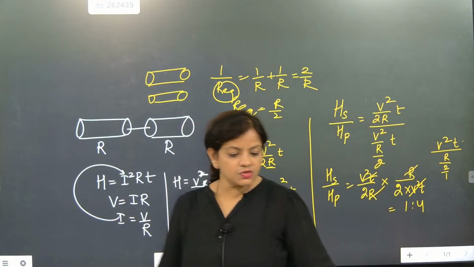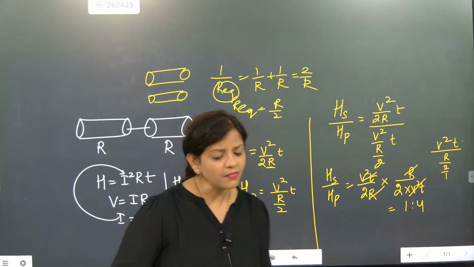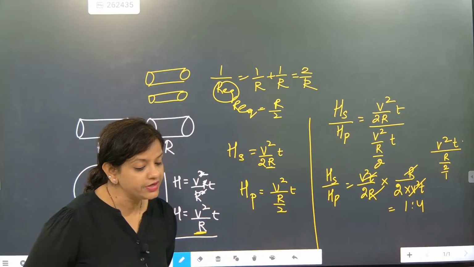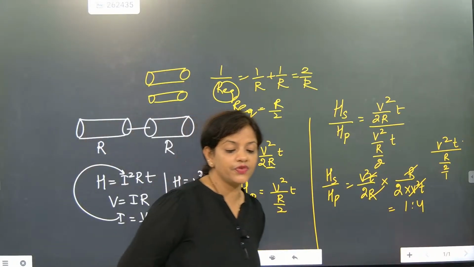Ratio is coming as 1 is to 4. Now Divya has asked me a question: why do electric heaters draw more current than an LED bulb? The answer is very simple.